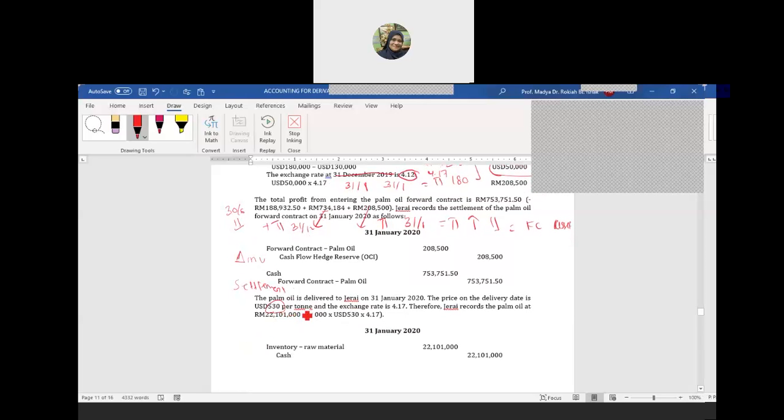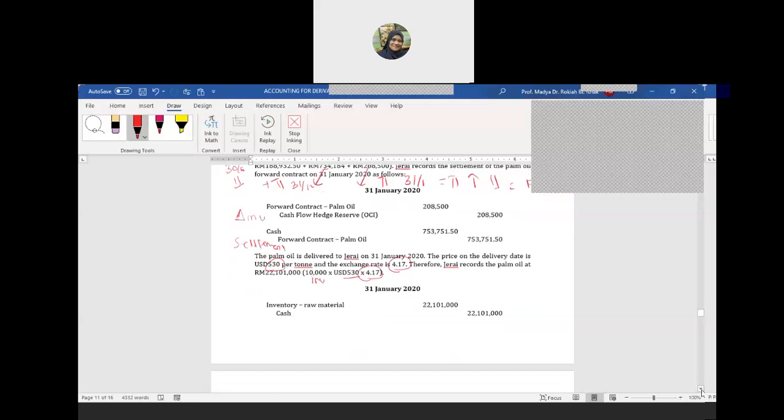530 USD. And then this one needs to be multiplied by 4 ringgit and 70. Okay, 10,000 here is the amount of your inventory, times USD and then times Malaysian ringgit. So the amount of inventory that you bought here is 22,101, and then credit cash 22,101.